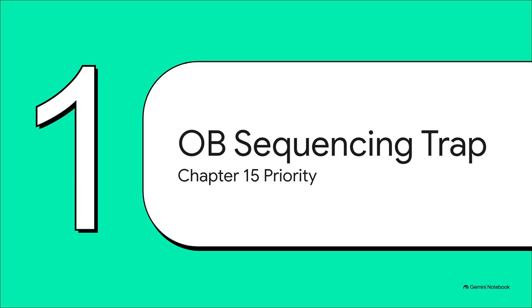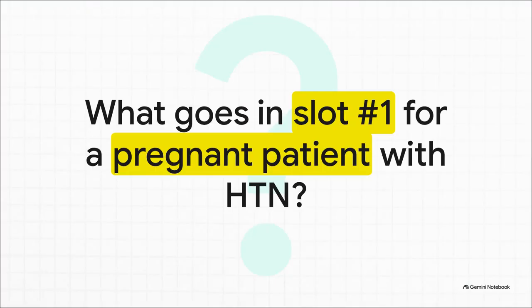Trap number 1, OB sequencing priority. The moment a patient is pregnant, the entire coding landscape completely shifts, and test makers absolutely love to exploit this. Consider this classic board exam scenario. A pregnant patient at 32 weeks gestation presents with pre-existing hypertension. The big question is, what code belongs in that principal or first listed diagnosis slot?